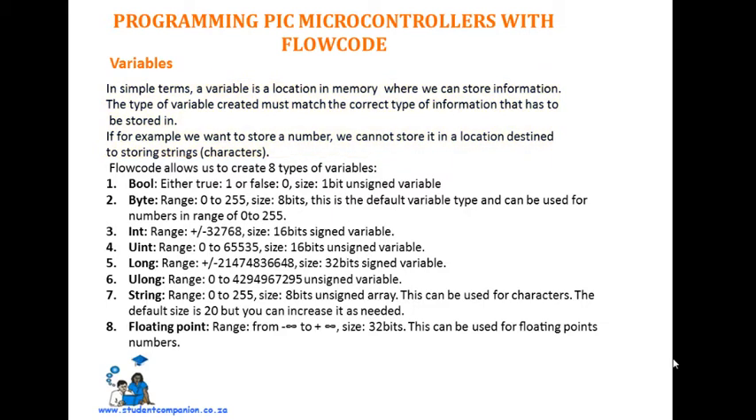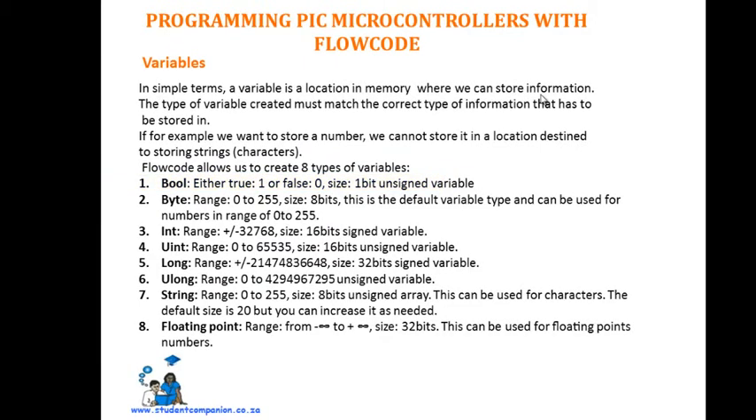In Flowcode, we have 8 types of variable. A bool. A bool can be either 1 or 0. This is normally used to store information that requires 2 possibilities, only true or false. A byte. The range of a byte is from 0 to 255. This is an 8-bit variable, and this is the default variable in Flowcode. It can be used for numbers in the range of 0 to 255.